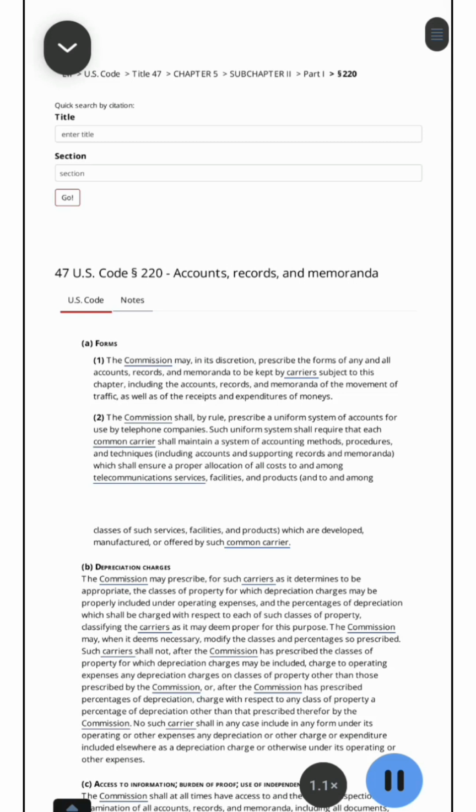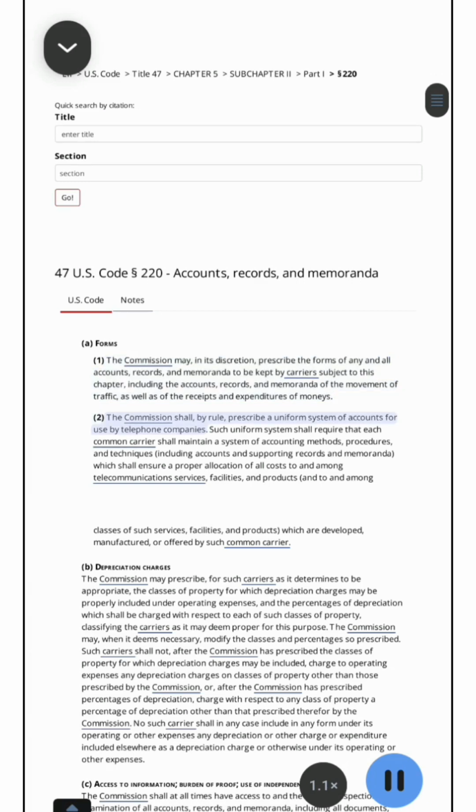Forms. (1) The Commission may, in its discretion, prescribe the forms of any and all accounts, records, and memoranda to be kept by carriers subject to this chapter, including the accounts, records, and memoranda of the movement of traffic, as well as of the receipts and expenditures of monies.